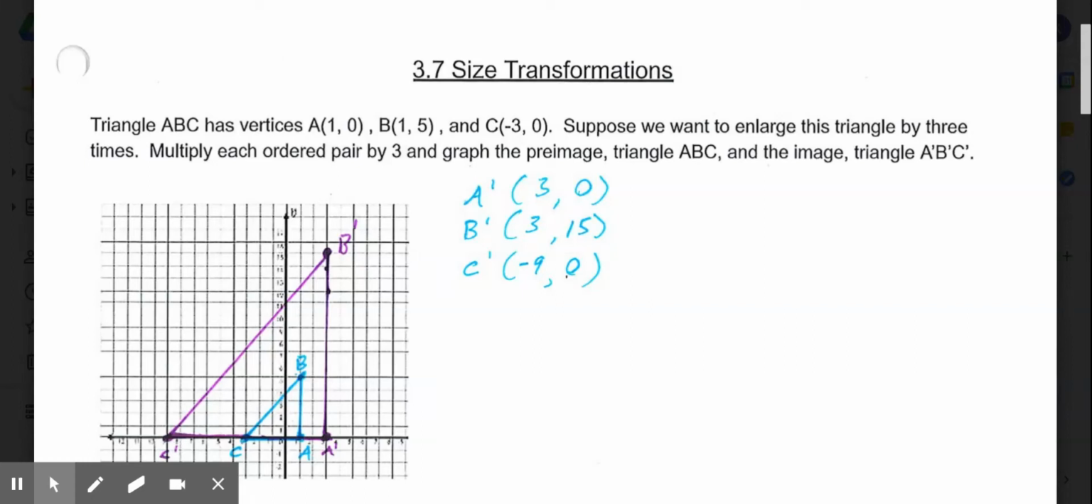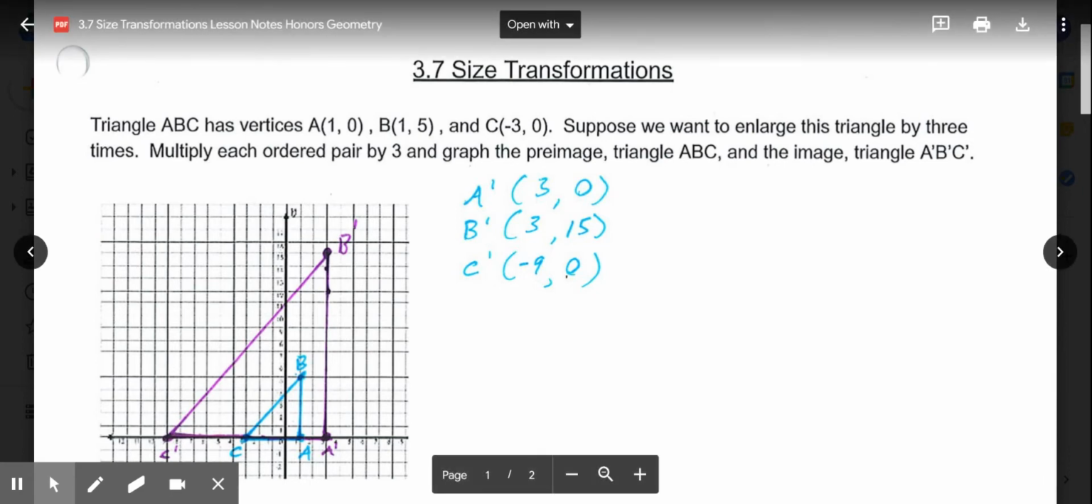Welcome to lesson 3.7, size transformations. So in this case, a transformation means a change. So the title, size transformations, we are looking at how we change the size of different figures or shapes.